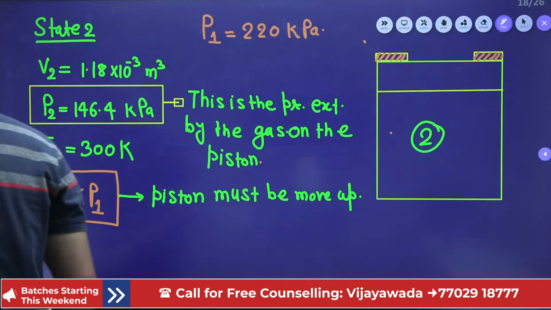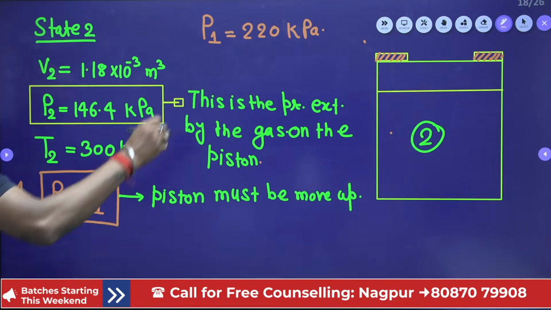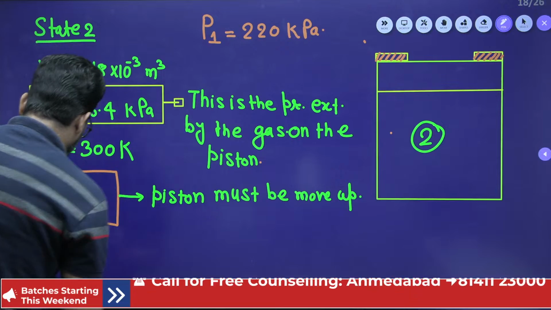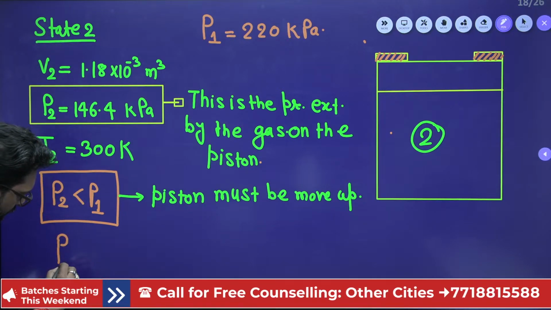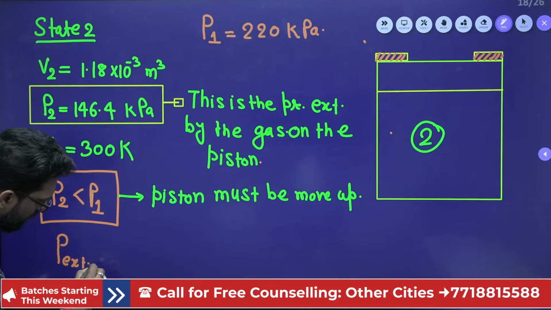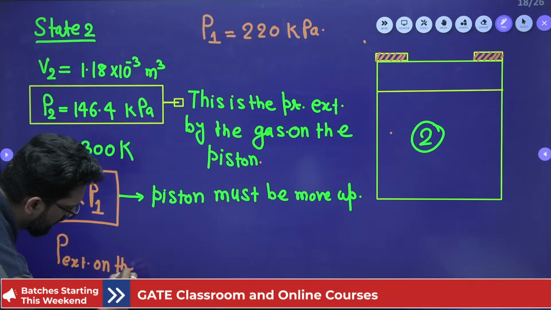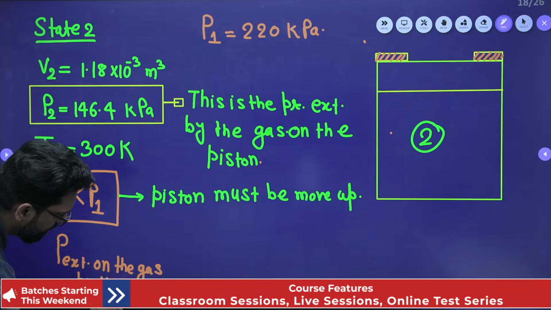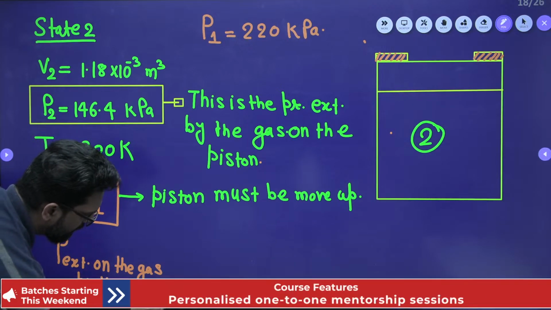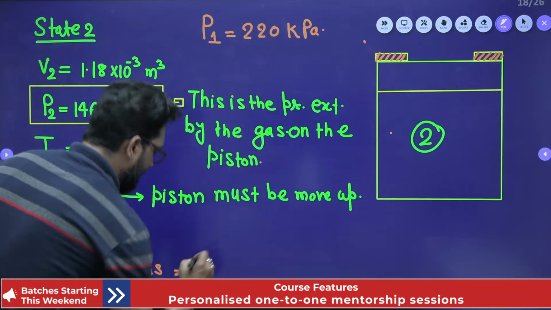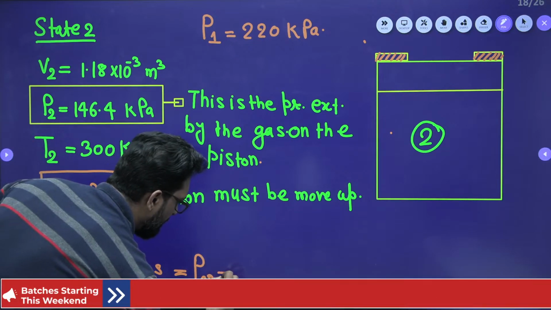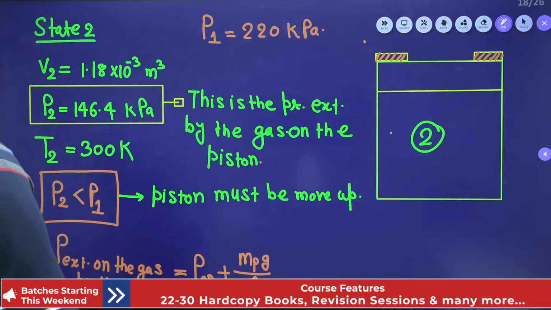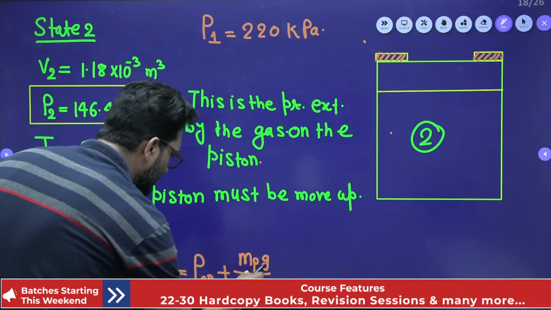So, if we do that, what is the external pressure on the gas by the piston? That means P external on the gas by the piston. What is that? This is your P infinite plus mass of the piston times g divided by A. Yes or not? Yes, P external, you have to calculate.